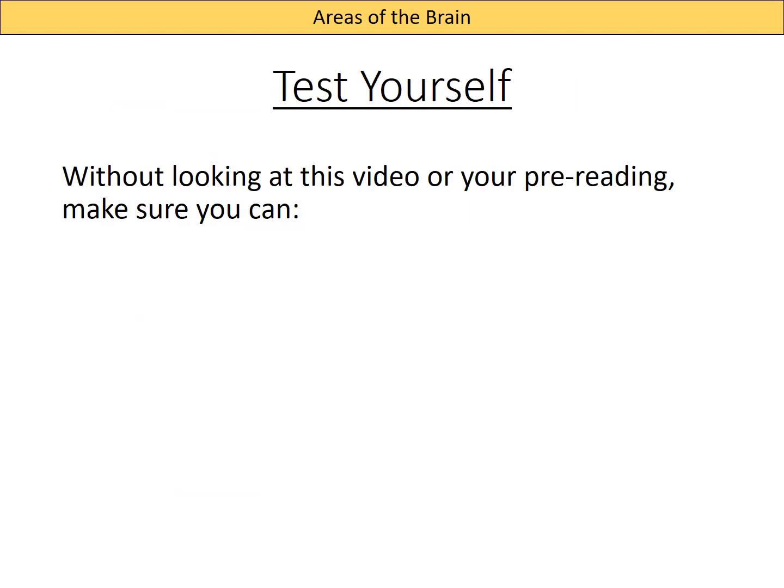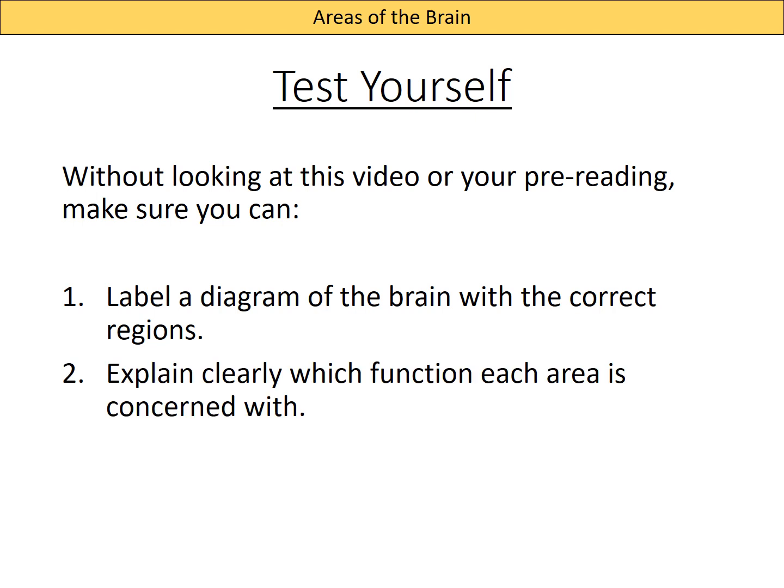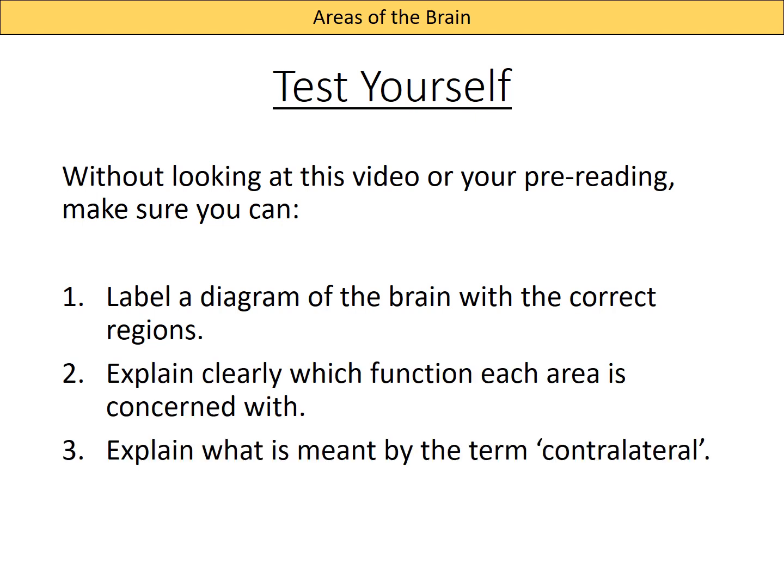Now, you can go and have a look at the pre-reading for a bit more detail in all of those brain areas, but make sure that before the lesson you can label a diagram of the brain with the correct regions, you can clearly explain which function each area is concerned with, and you can explain what we mean by the term contralateral.